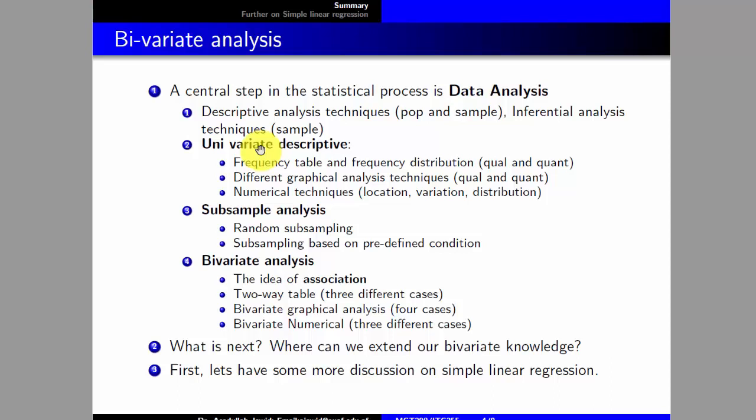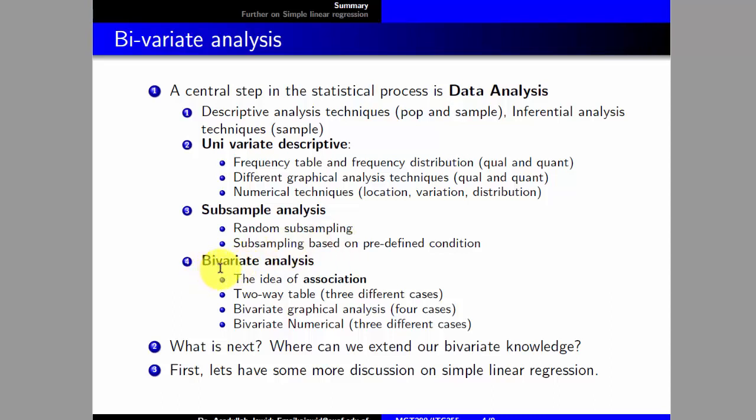We have started our exploration of statistical data analysis with univariate descriptive techniques, namely frequency table and frequency distribution for both qualitative and quantitative variables, different graphical analysis techniques for both qualitative and quantitative variables, different numerical techniques such as measures of location, measures of variation, and measures of distribution. Then we have covered an important concept of subsample analysis, and we have seen that subsample in two ways: random subsampling, where we randomly select some observations from the sample, or we subsample based on a predefined condition. If you recall, subsampling based on a predefined condition, then analyzing subsamples is actually a bivariate analysis, because there practically we have two variables involved.